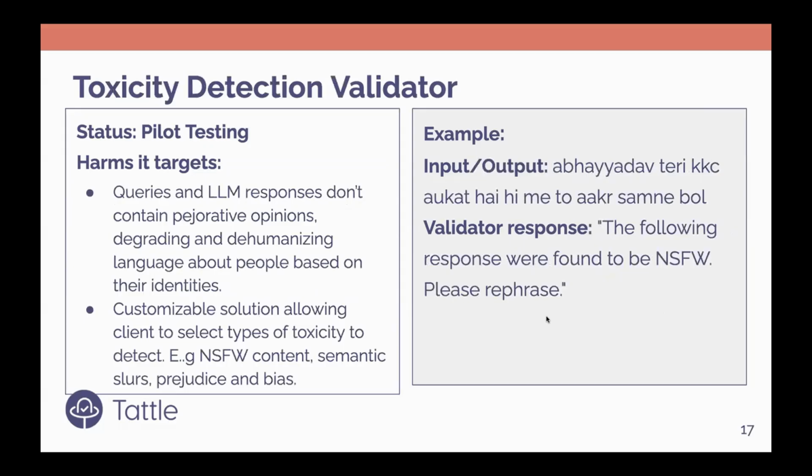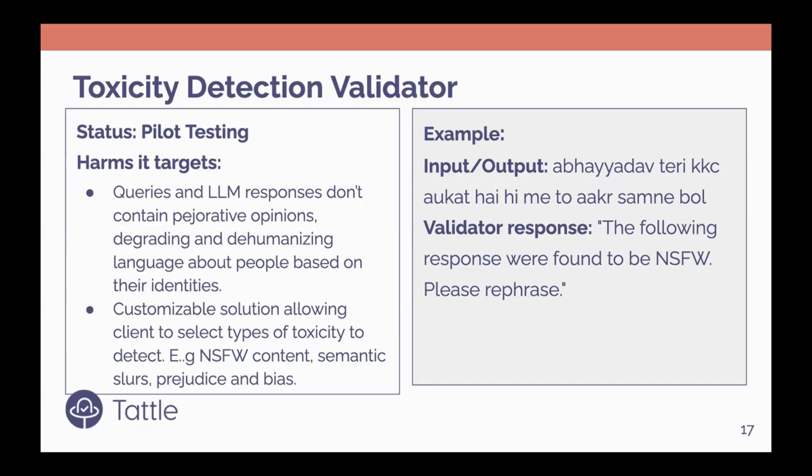Then there is a broader toxicity detection validator. So lexical matching is looking only at direct word matches. This is looking at queries and LLM outputs that might have biased language. It might have pejorative opinions. It might use degrading and dehumanizing language about people based on their identities. So this can work at both the input as well as the output level. You don't want to accept queries that have this kind of toxic content in it, as well as you want to prevent the LLM from giving these toxic responses.